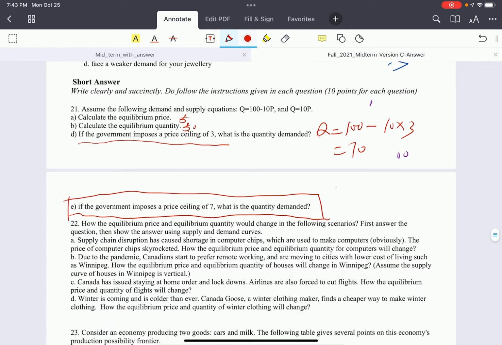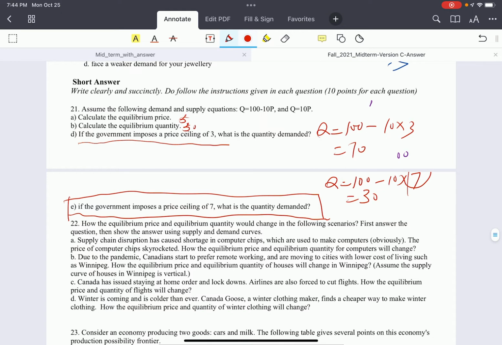So here, the government imposes a price ceiling of 7. What is the quantity demanded? A lot of people just say, okay, I have the demand equation, and then I just plug in this number 7 as the price, so this gives me 30. But this is not correct because you can see that here the price ceiling of $7 is higher than the equilibrium price. So it is a non-binding price ceiling.